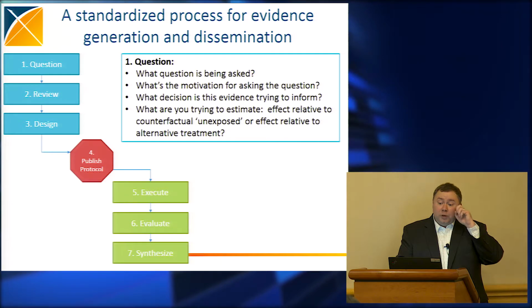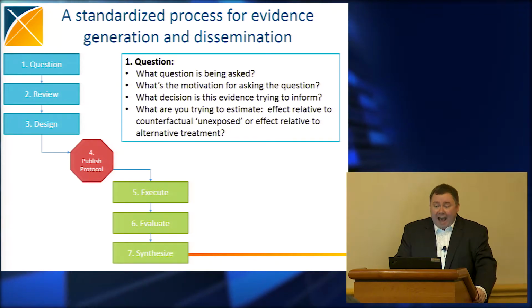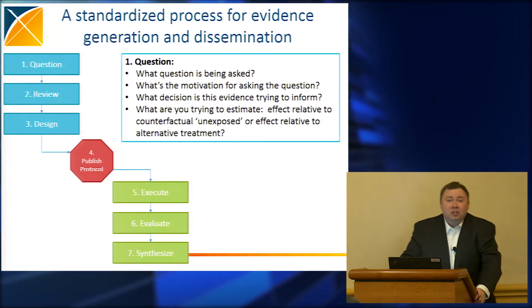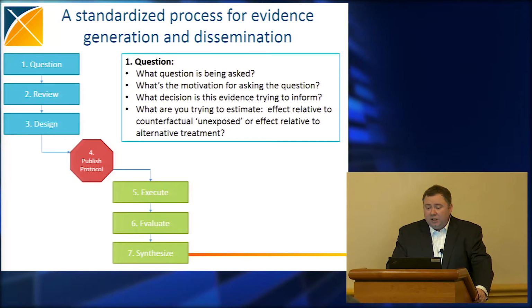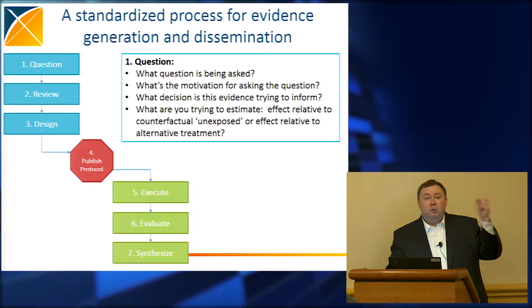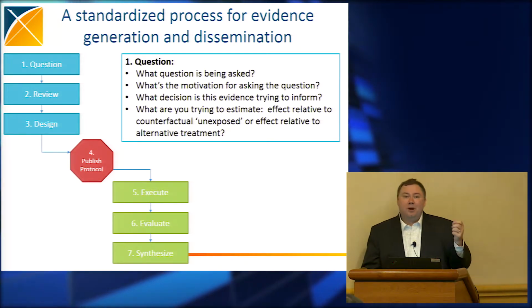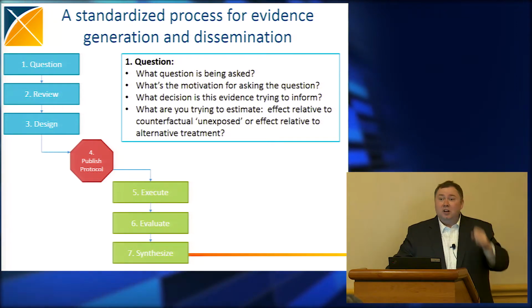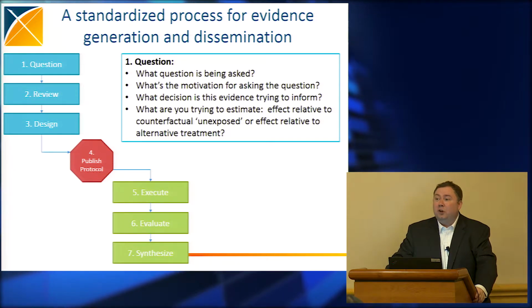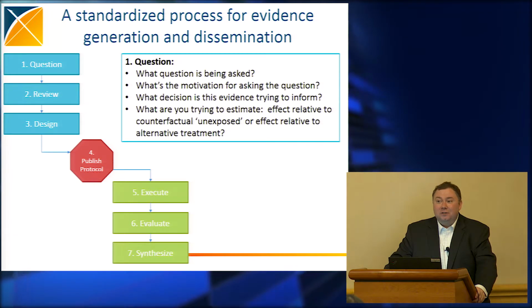So starting with the research question of interest is what question is actually being asked. We want to understand what's the motivation for asking that question and what decision the evidence is trying to inform. So are you trying to estimate a relative effect or are you trying to estimate an absolute effect? Are you asking a drug safety question where the question might be, does the drug cause a side effect? Or are you asking a comparative effectiveness question, which is, does a drug cause an effect more than some alternative treatment? It's very easy to get those questions confused.